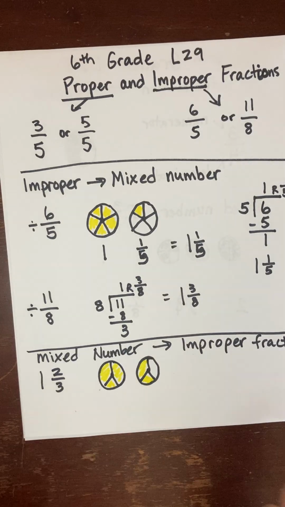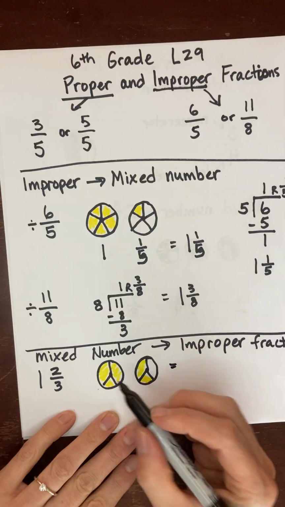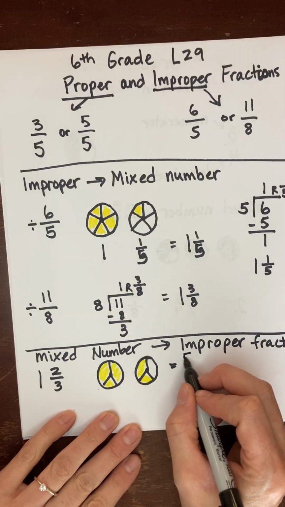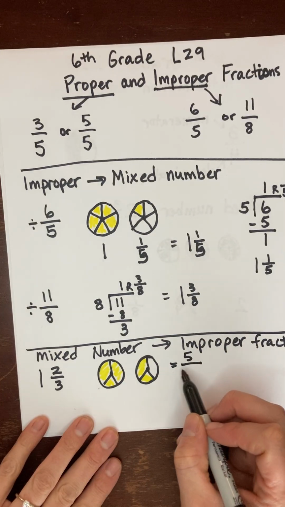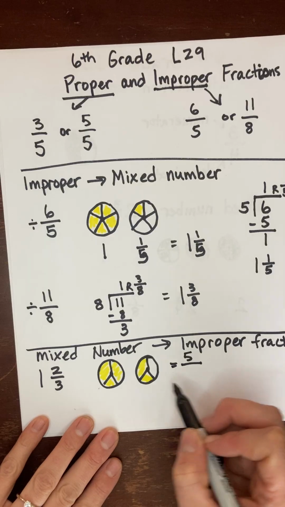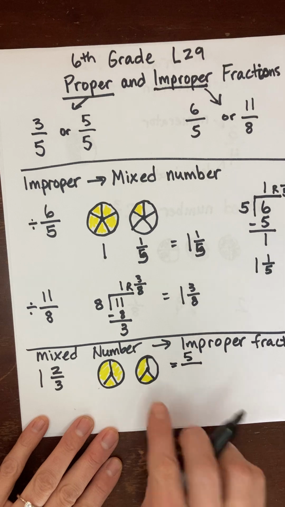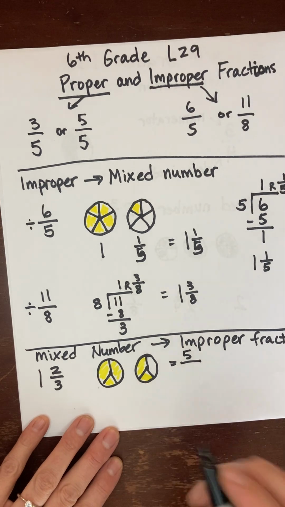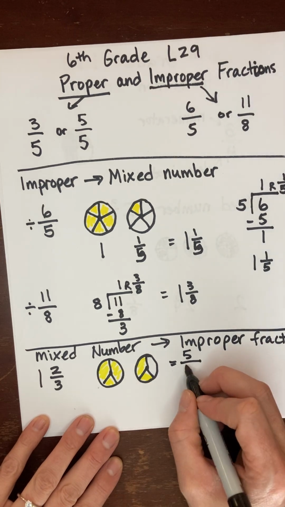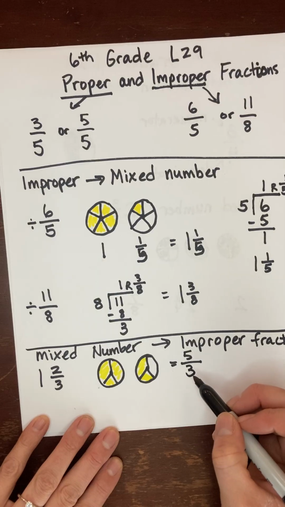Now to get my improper fraction, all I need to do is count up the total number of pieces. So 1, 2, 3, 4, 5. And the denominator, remember, is the number of pieces each whole is divided into. We're not looking at the total number of pieces. We're actually just looking at how many pieces in each whole. So each one is divided into 3 equal pieces. So my answer is 5/3.